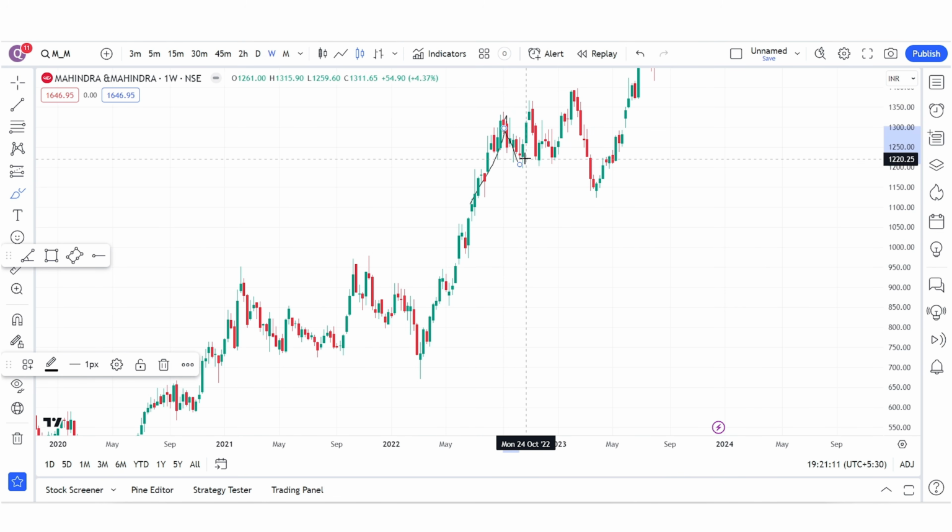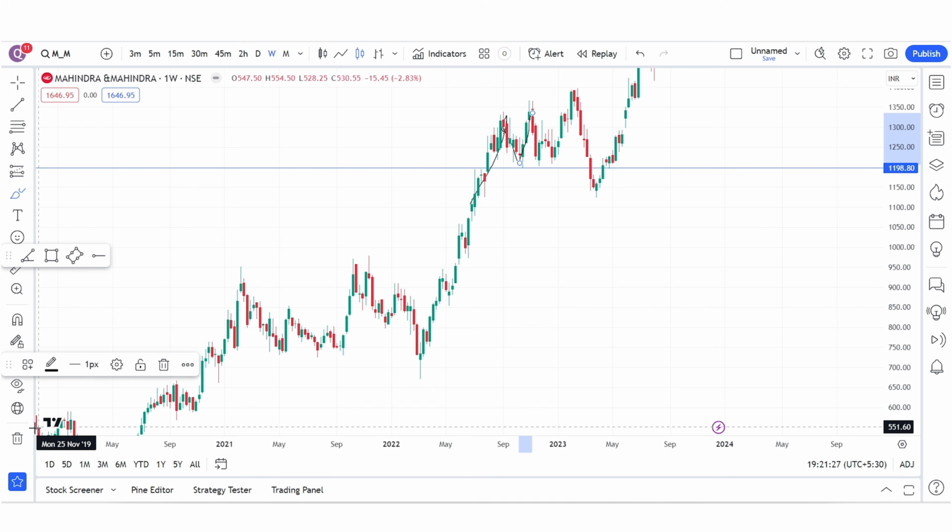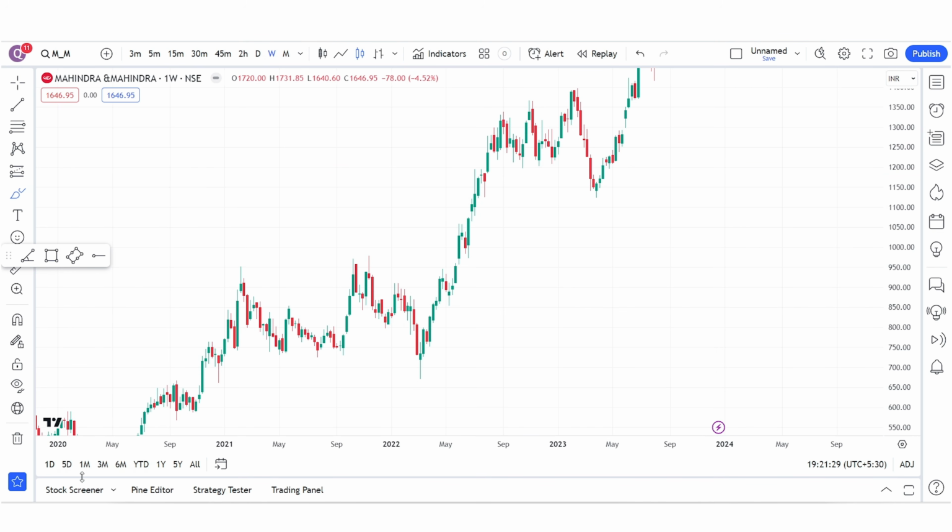At this point it again made a swing low and went up higher, right? So at this point you can simply trail your stop loss all the way from something like 1080 to something like 1200. So you can see that you have already captured close to around 20%, right? So you can simply trail it to a weekly close below 1200, right? So this is a fantastic capture of 20% and you're still holding your stock.